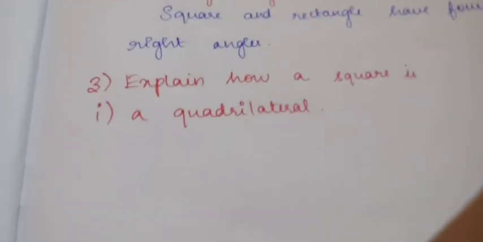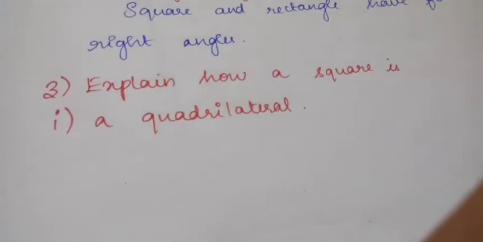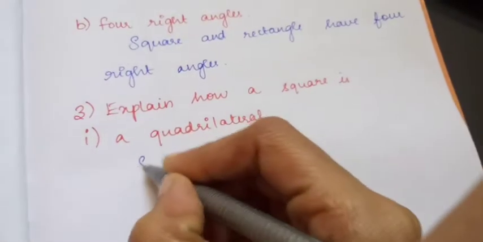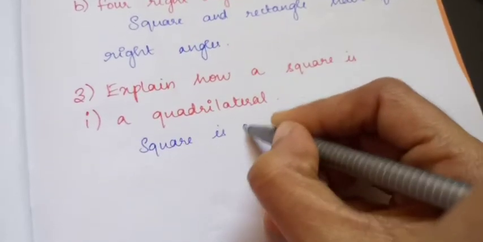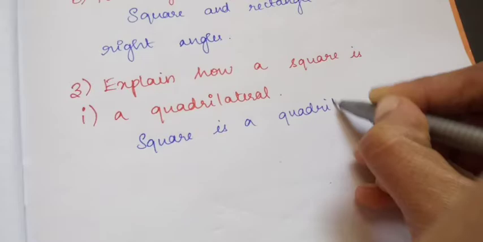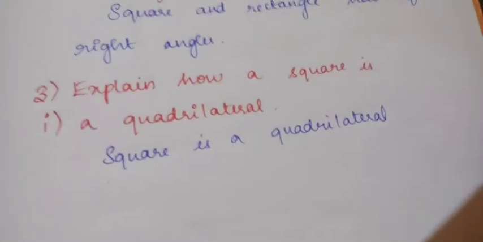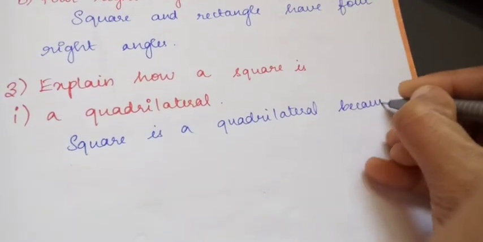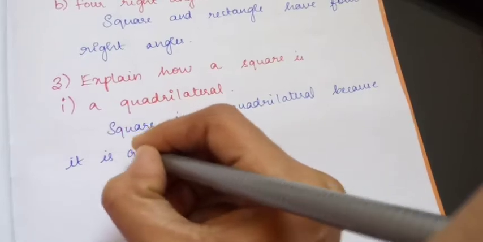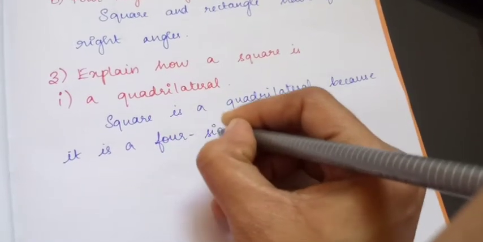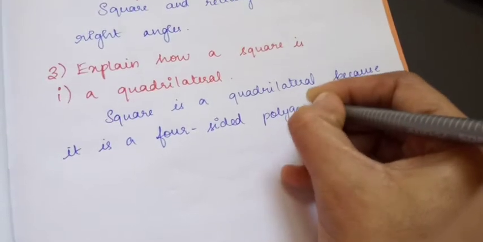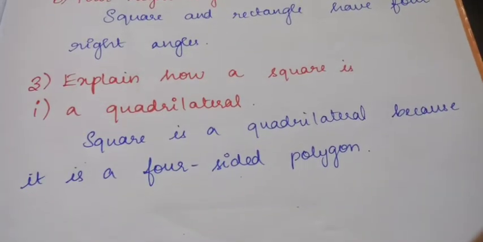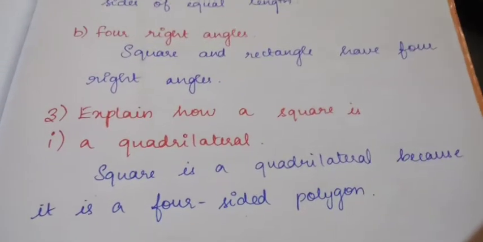question. Explain how a square is a quadrilateral. We are going to explain how a square is a quadrilateral. Square is a quadrilateral because, why are we saying square is a quadrilateral? Because it is a four-sided polygon. It will be having four sides. That too, it will be a polygon. So square is a quadrilateral because it is a four-sided polygon. We have to explain like this.